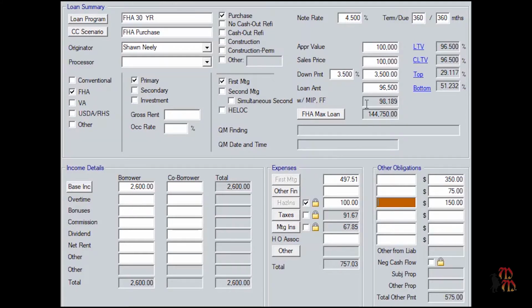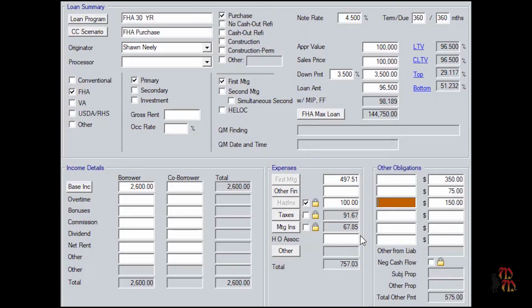making $2,600 a month at $100,000 with 3.5% down. That's not bad. It's probably doable if the credit score is good and if they have some of their own assets. I'll talk more about that in another video. But this is how your debt to income ratio would look and how a loan officer can actually figure out how much house you can afford.